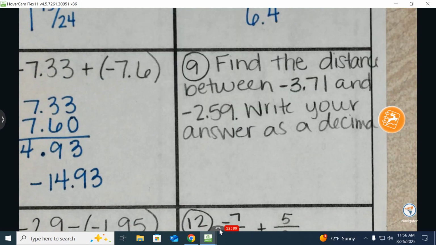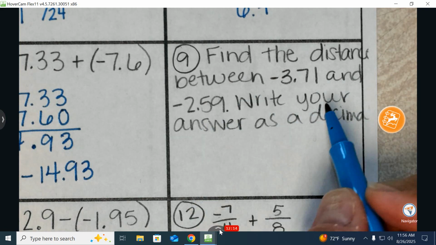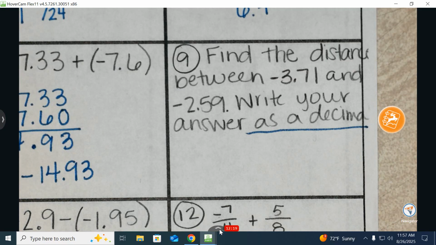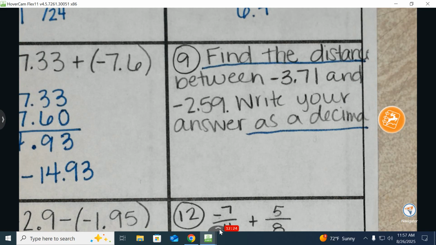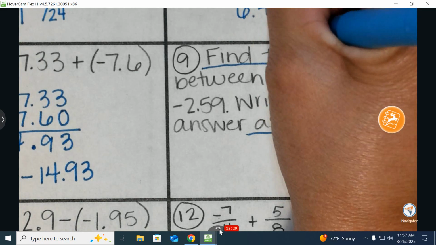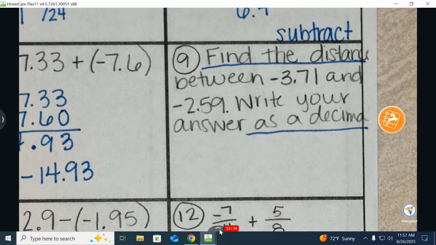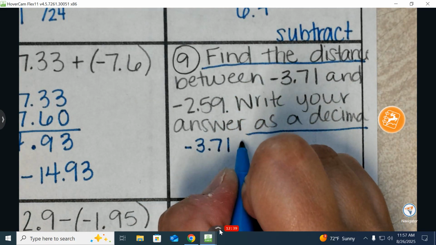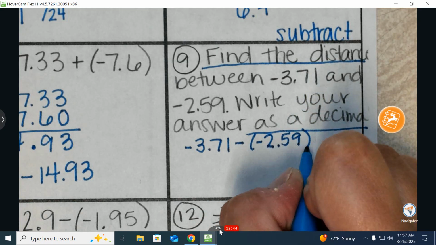Number 9. Find the distance between negative 3.7 and negative 2.59. Write your answer as a decimal. So it says write your answer as a decimal. It gets specific. Find the distance. We've talked about those words before. Those words tell you that you need to subtract. Okay? You need to subtract them. So we're going to say negative 3.71 minus negative 2.59.